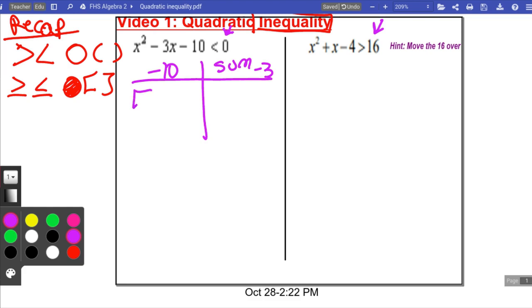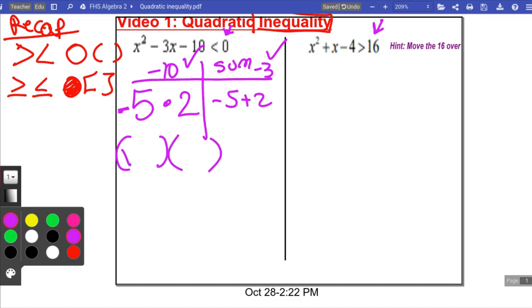Think. What about 5 and 2? What if we did -5? That would give me -5 times 2, which is -10. Check. -5 plus 2 gives you -3. Check. Let's put that into parentheses with x. This is -5, you write it right here, and this is +2, you write it right here.